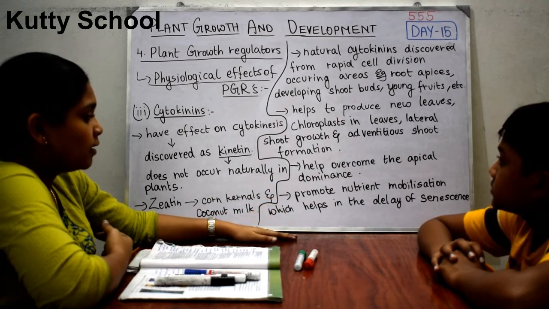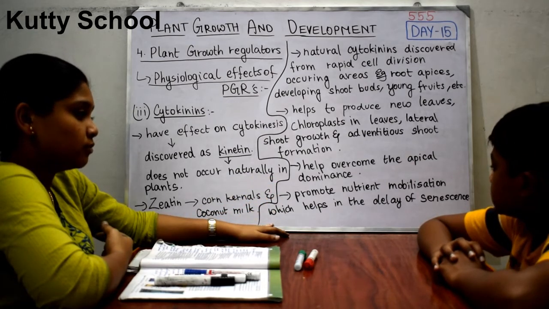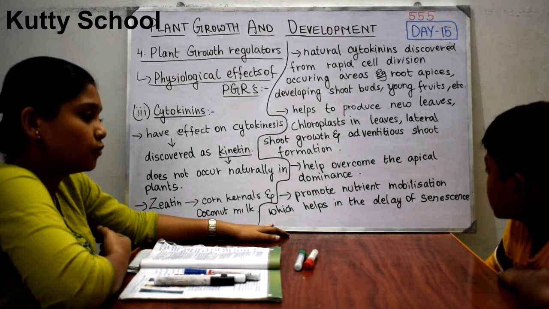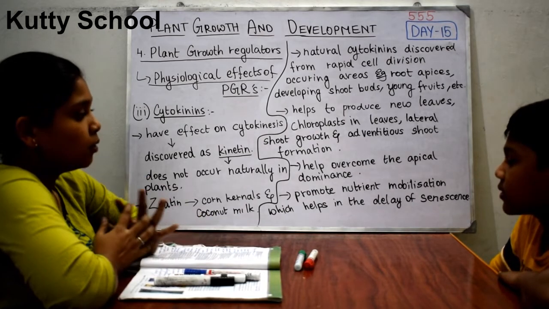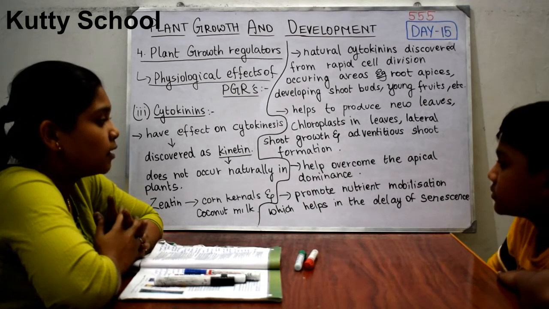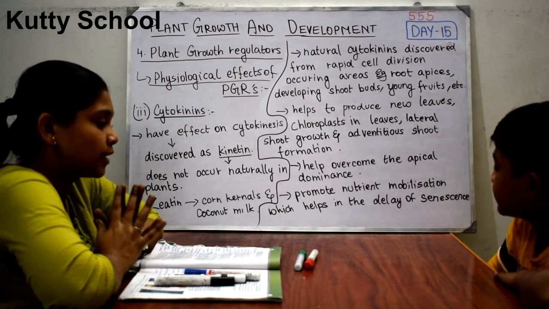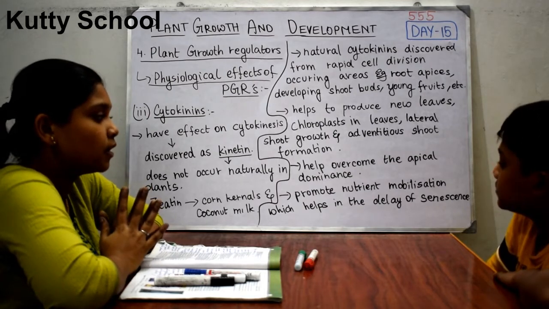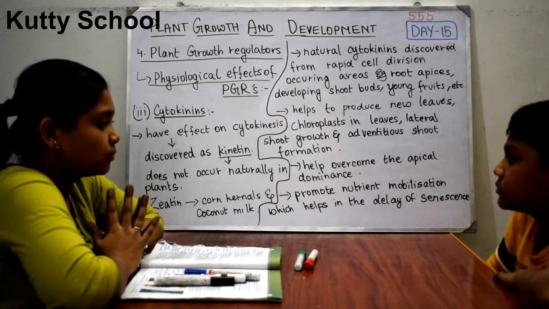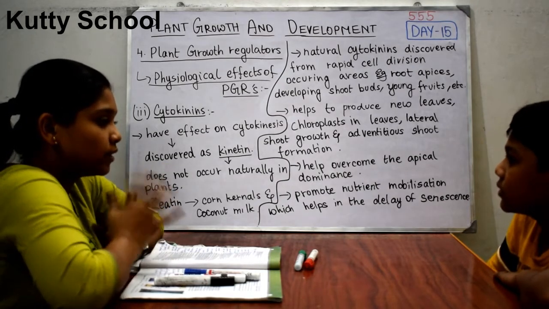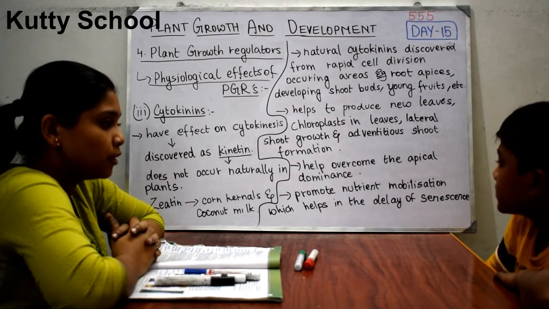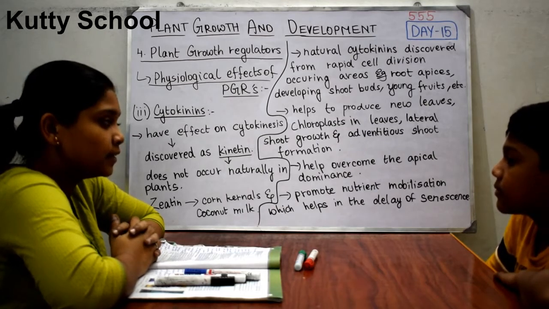And it promotes nutrient mobilization. Nutrients are actively mobile, which helps in the delay of senescence. So the older parts do not die soon because of the rapidly mobile elements. The leaves which are still mature stay mature because of the mobilization of elements. When there are no elements, the leaf wilts and falls. When there is mobility of elements, the leaf does not fall and senescence is delayed.